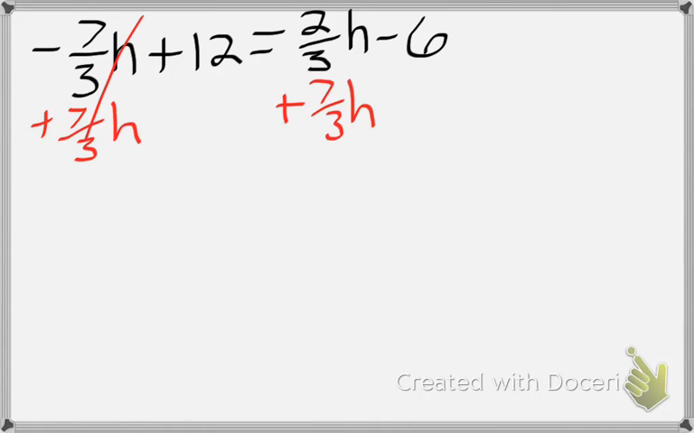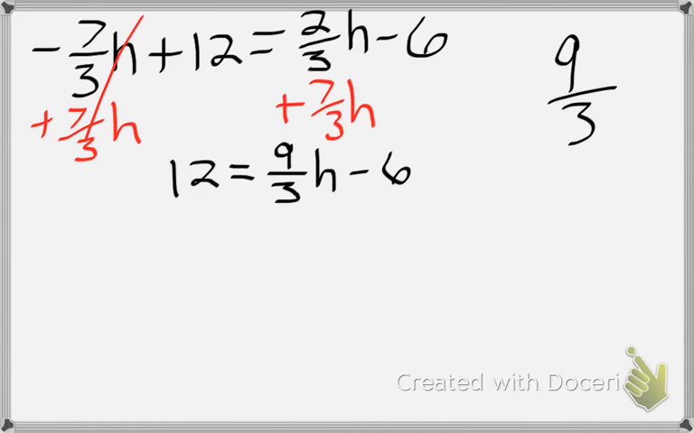On the left side, we're left with just 12. On the right side, 2/3 h plus 7/3 h. 2/3 plus 7/3, well, you keep the bottom and add the tops. That's 9/3. So 9/3 h minus 6. Oh, hey, what is 9/3? 9 over 3, what does it simplify to? It simplifies to 3 over 1. Well, hey, 3 over 1, that's just 3. So that's now 3h.